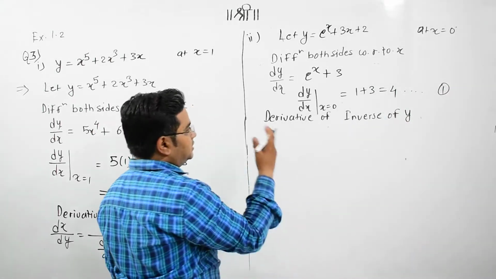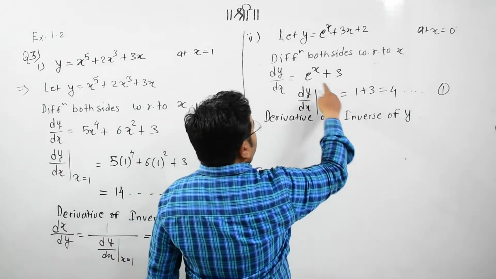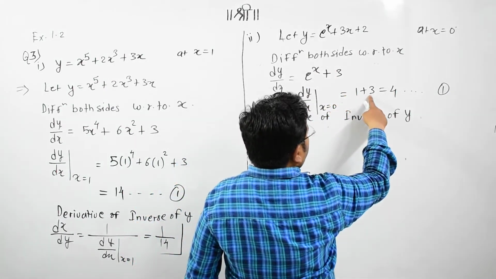Now, again look at this step by step. If I substitute, e raised to 0 will be 1. So 1 plus 3 will be 4. Okay.